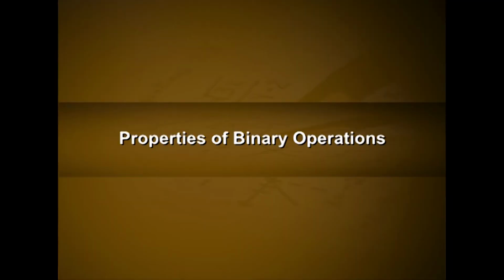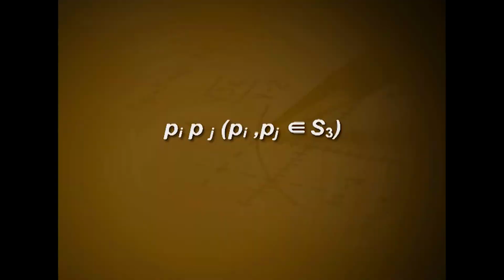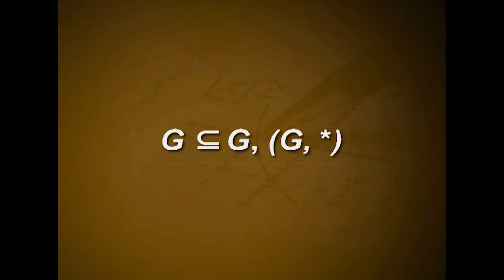Properties of binary operations. A binary operation star on a set A is said to be commutative if a star b is equal to b star a for all elements a and b in A. An example, the binary operation of addition on Z is commutative. The binary operation of subtraction on Z is not commutative since 2 minus 3 is not equal to 3 minus 2. A binary operation star on a set A is said to be associative if (a star b) star c is equal to a star (b star c) for all elements a, b and c in A. The binary operation of addition on Z is associative.